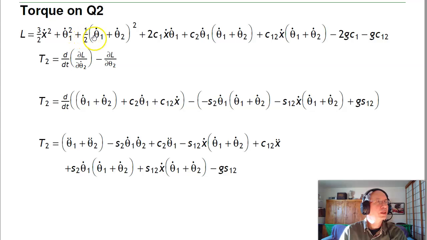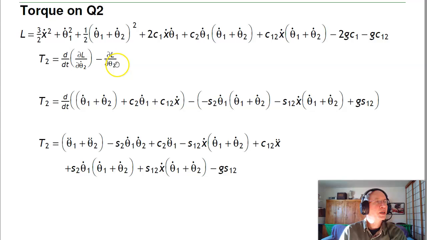Now the torque with respect to theta 2. Again, here's the Lagrangian. The torque with respect to the second joint is the full derivative with respect to time of the partial of L with respect to theta 2 dot, minus the partial of L with respect to theta 2. The partial of L with respect to theta 2 dot is nothing, nothing. Here's the theta 2 dot. Gives you theta 1 dot plus theta 2 dot. Nothing, nothing. Here's theta 2 dot, plus cosine theta 2, theta 1 dot. Here's the theta 2 dot, plus cosine theta 1 plus theta 2, x dot.